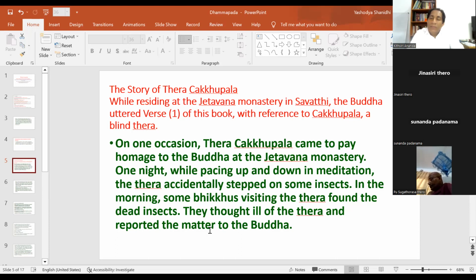was elaborated by the Buddha, taking this incident into account.